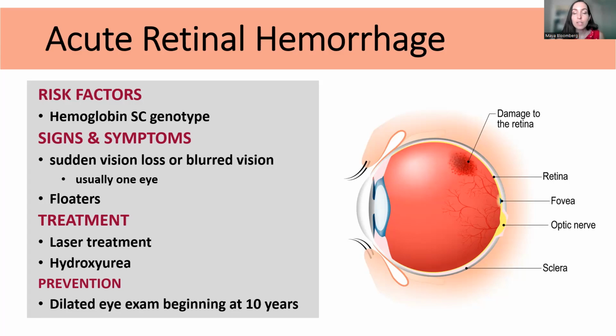Some patients will go on hydroxyurea. For hemoglobin SS and S beta thal 0, they should be on hydroxyurea. That's like a standard of care. It's a life-saving treatment. But for hemoglobin SC, the recommendations aren't as clear.